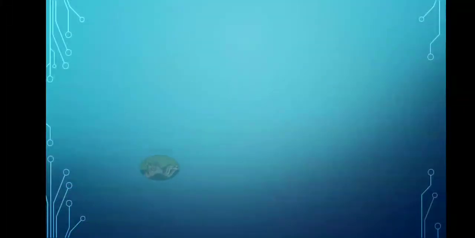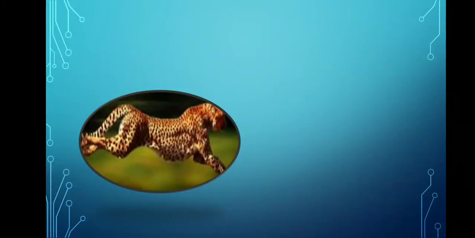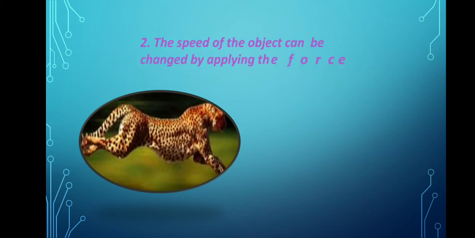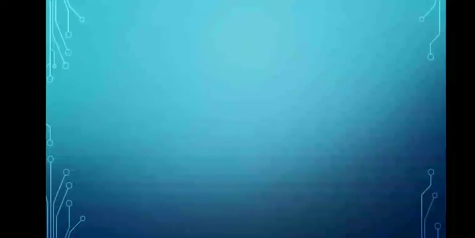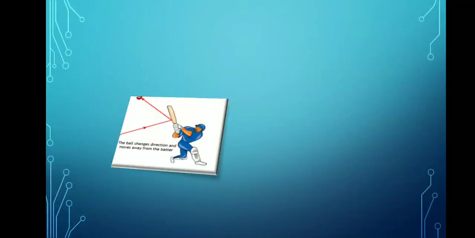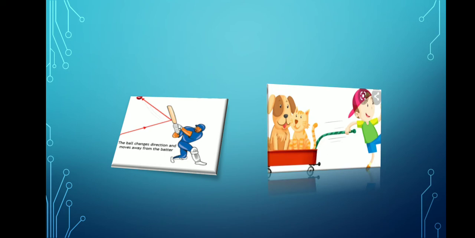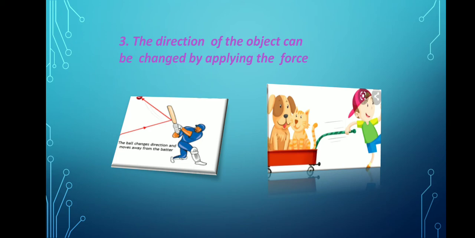Now let's move to the second effect. A leopard is running very fast. It can run faster by applying a force. So you can conclude the speed of an object can be changed by applying a force. Next, the third effect is changing the direction. You can see the ball's direction is changed by applying an external force. So direction also can be changed by applying a force.